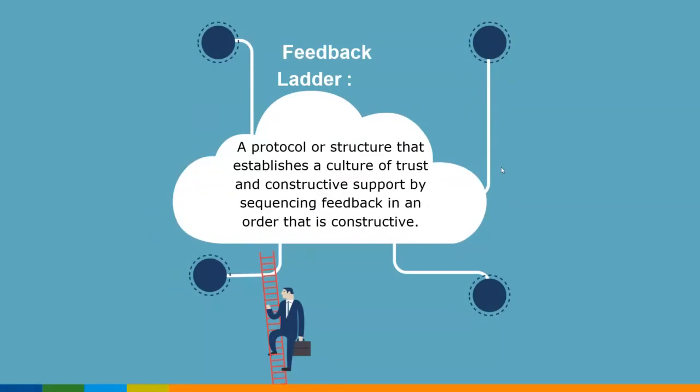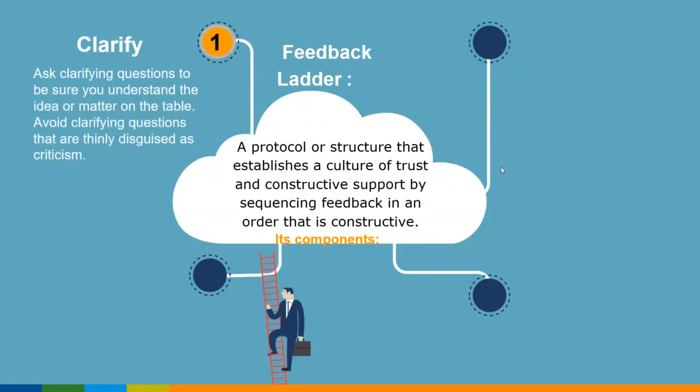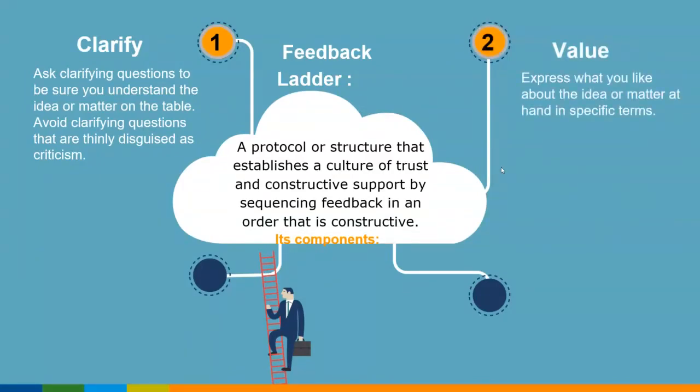The feedback ladder: how to write feedback for your students. It is a protocol or structure that establishes a culture of trust and constructive support by sequencing feedback in an order that is constructive. Its components: clarify. Ask clarifying questions to be sure you understand the idea or matter on the table. Avoid clarifying questions that are thinly disguised as criticism. Don't criticize your student. Value: express what you like about the idea or matter at hand in specific terms.